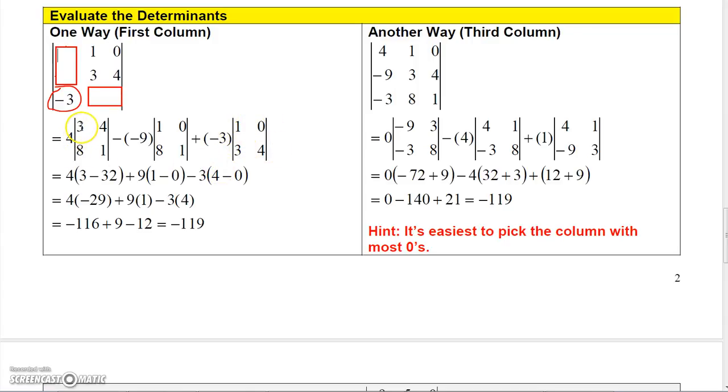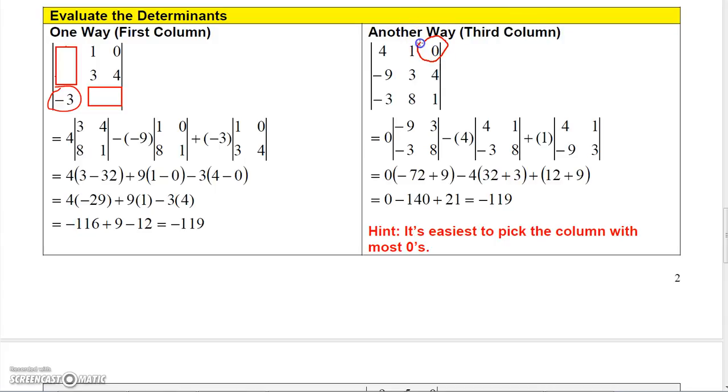And you already know how to do the determinants. This would be 4 times 3 minus 32, which is 4 times negative 29. This would be minus negative 9, which would make it a plus 9, times 1 minus 0, which is 1. So you'd have 9 times 1, which is 9. And then this would be minus 3 times 4 minus 0, which would be minus 3 times 4, which is negative 12. And then if you add those three numbers together, negative 116 plus 9 minus 12, you get negative 119.